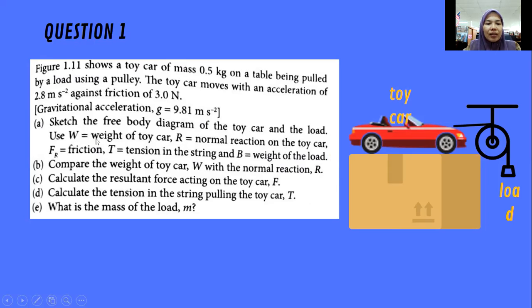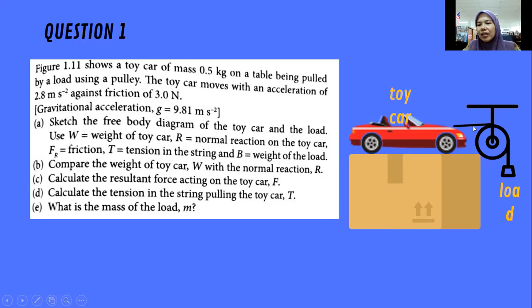Okay, use W as weight of the toy car. If the question already gives you the directions and instructions like this, please follow all the instructions given. R is equal to normal reaction on the toy car. Fr is equal to friction. T is tension of the string, and B is weight of the load. Okay, B: compare the weight of the toy car W with the normal reaction R. Calculate the resultant force acting on the toy car F. Calculate the tension in the string pulling the toy car T. What is the mass of the load M?